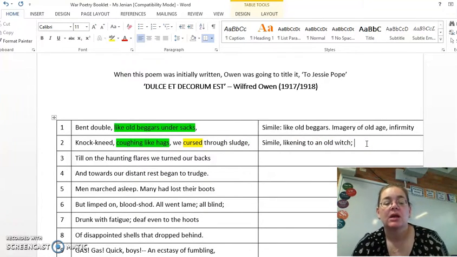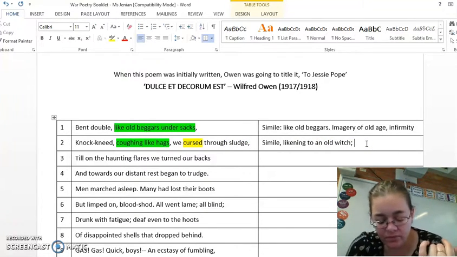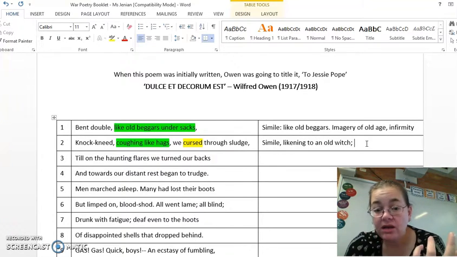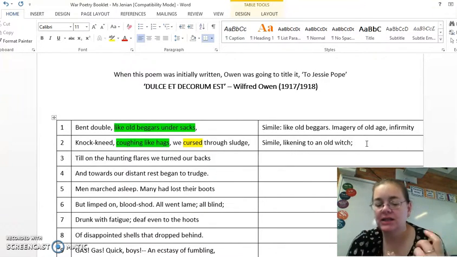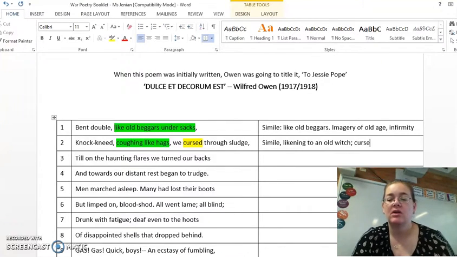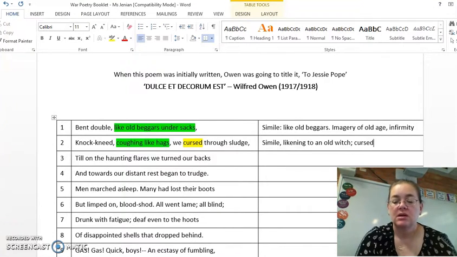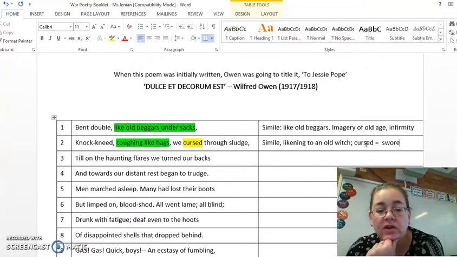Okay? So you would say it was a metaphor because they're actually walking through the sludge or treading through the sludge, but they cursed through sludge is a metaphor and it's describing the fact that they are finding it difficult. It's muddy, it's disgusting, and they're swearing. Cursed. Swore. So cursing, swearing.